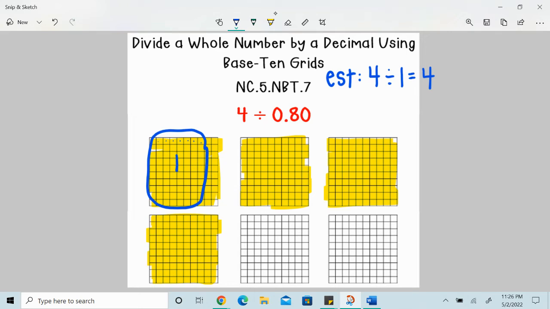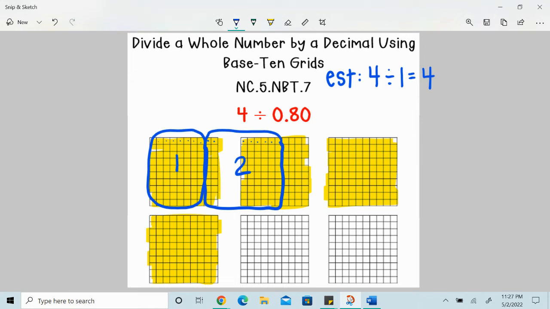Now I notice that I have a lot more tenths in these 4 wholes, so I'm going to go ahead and circle another group of 8 tenths. So 1, 2, 3, 4, 5, 6, 7, 8. We'll go ahead and circle a second group of 8 tenths or 80 hundredths. So that's group 2. I see that I still have plenty more.